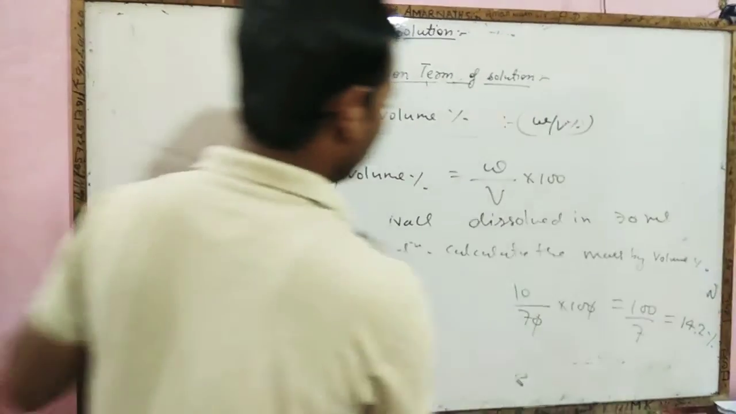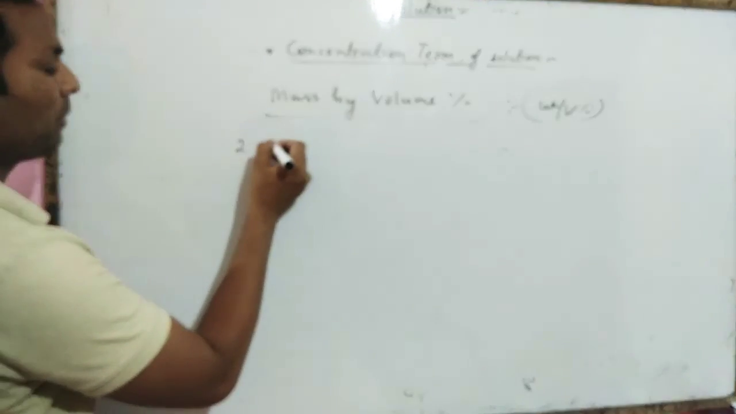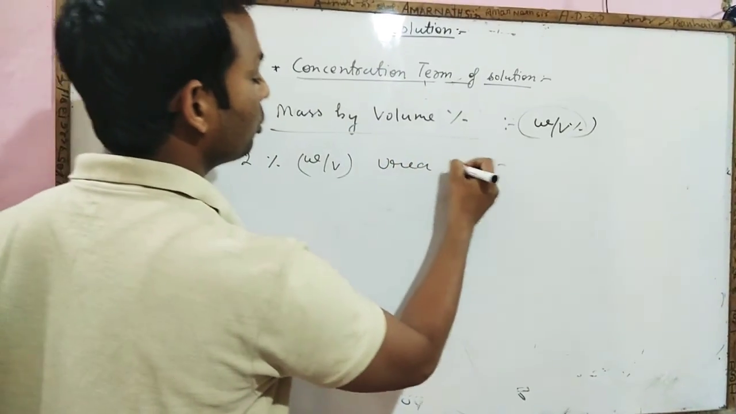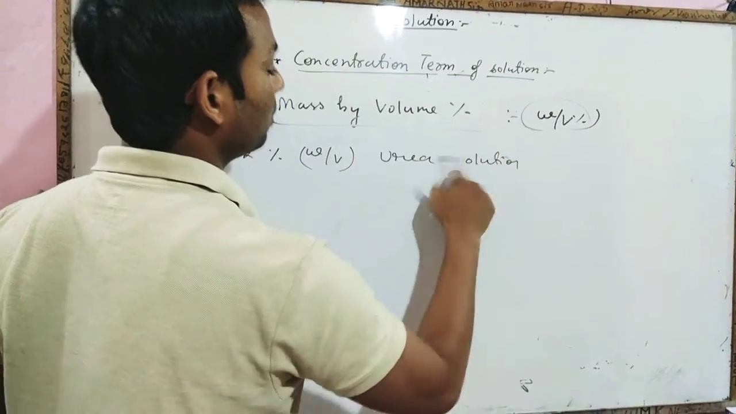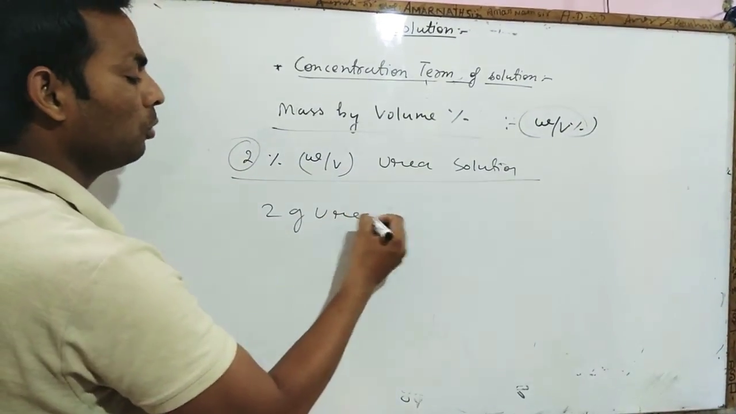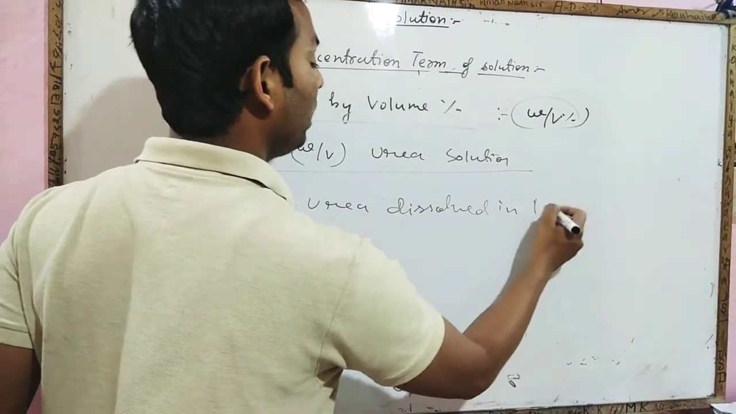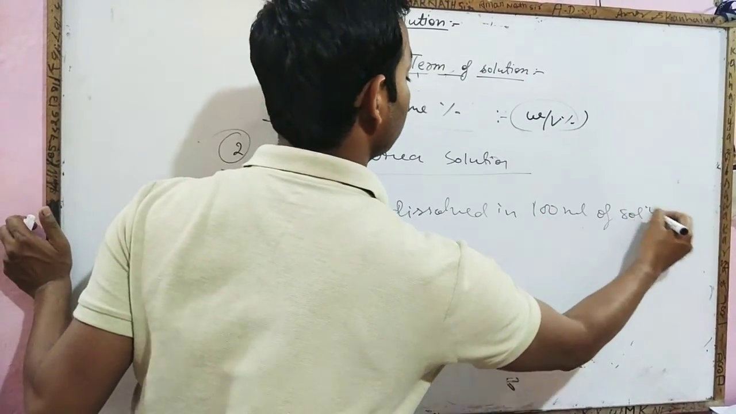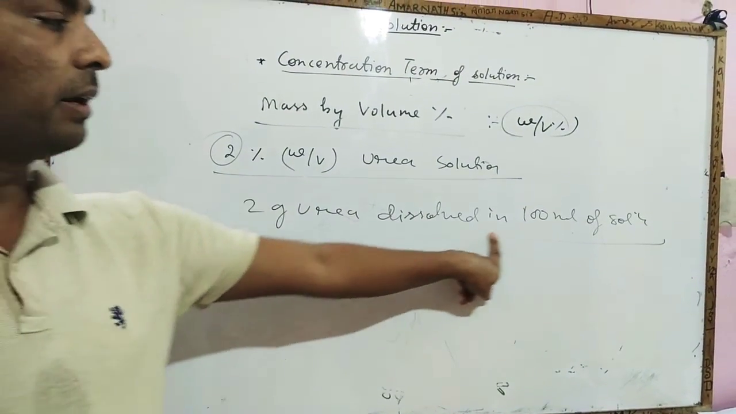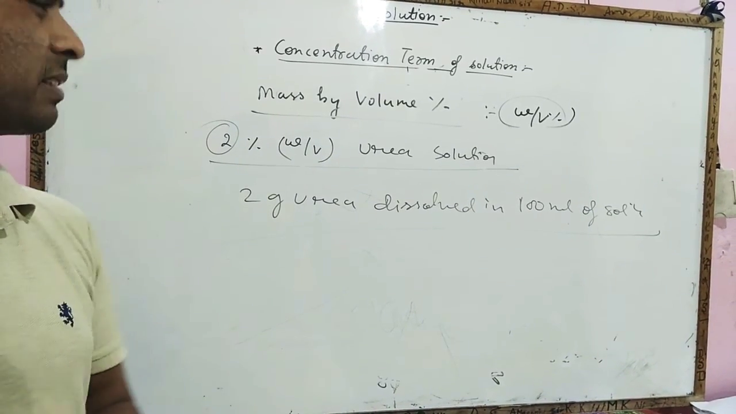Now the most important thing I am telling you. Suppose any question has something like 2% W by V urea solution. What do you mean by this? We can say 2% means 2 gram urea dissolved in 100 ml of solution. That is, 2% W by V urea solution means 2 gram urea dissolved in 100 ml of solution. It is very simple. You can easily calculate such kinds of questions.